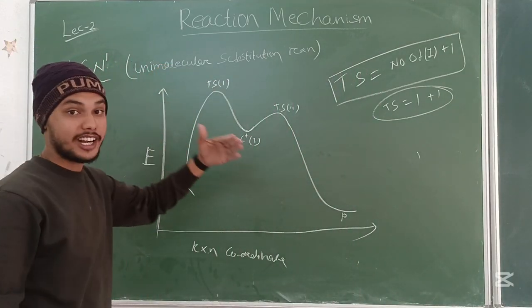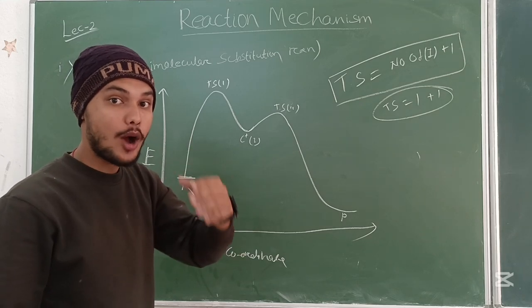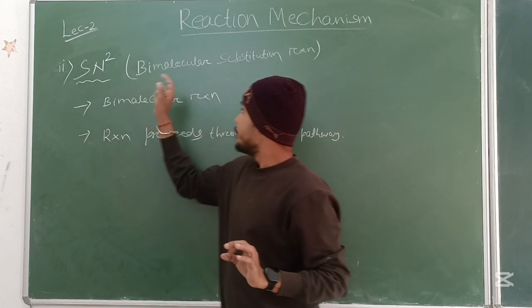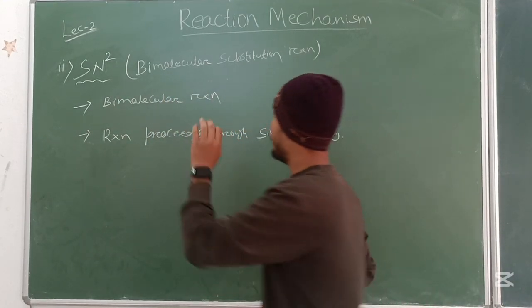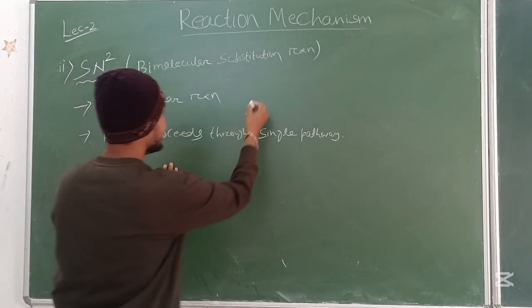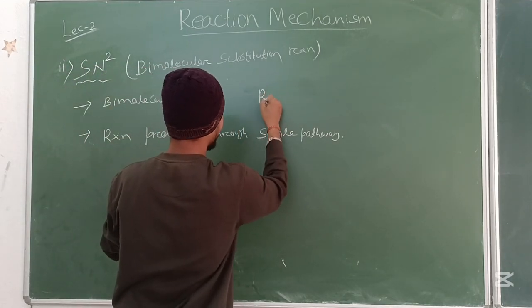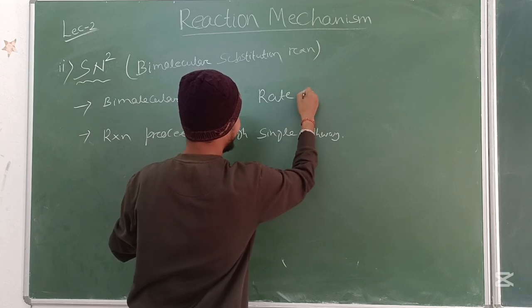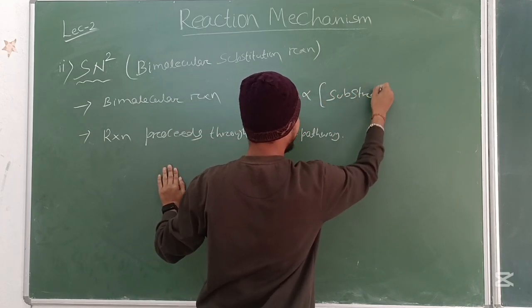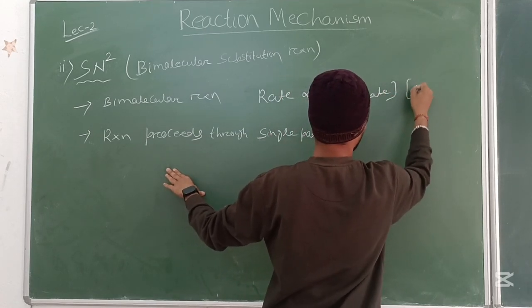Let's come to the second part, that is the SN2 reaction. How does the SN2 reaction proceed? SN2 is a bimolecular substitution reaction. Bimolecular means it depends upon two molecules. So if this is the substrate, we will write the rate. The rate is proportional to the substrate times the incoming nucleophile.